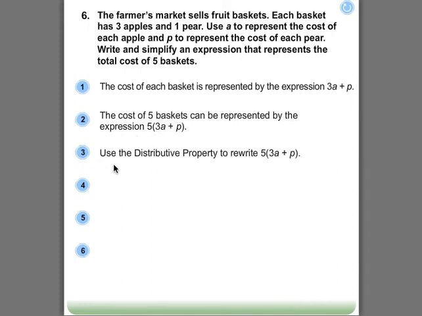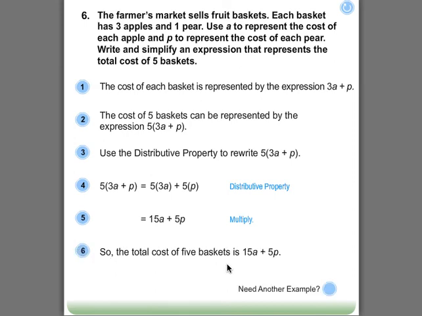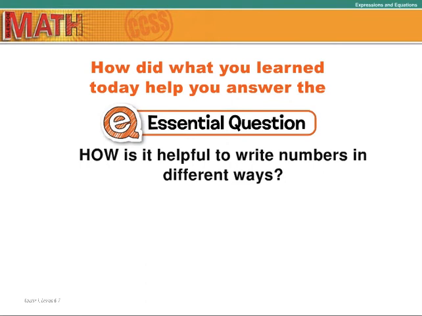If we use the distributive property to rewrite this, you're going to do 5 times this and 5 times this. Share the love, okay? So you're going to have 5 times 3A plus 5 times P, which is 15A plus 5P. So the total cost of 5 baskets is 15A plus 5P. How did what you learned today help you answer the essential question, how is it helpful to write numbers in different ways?